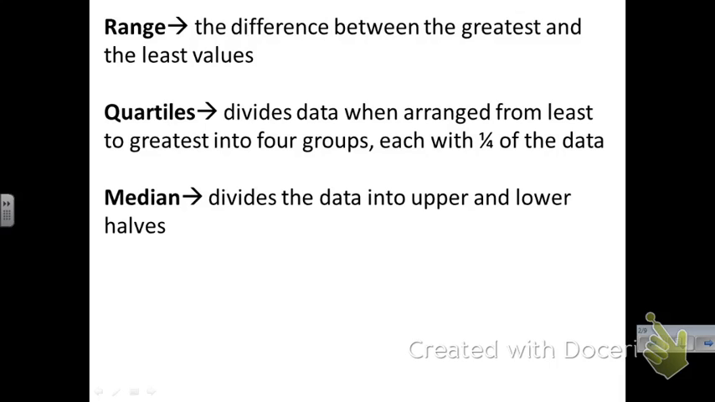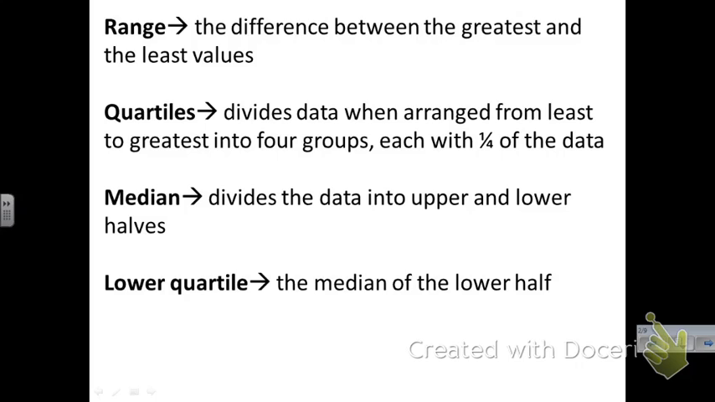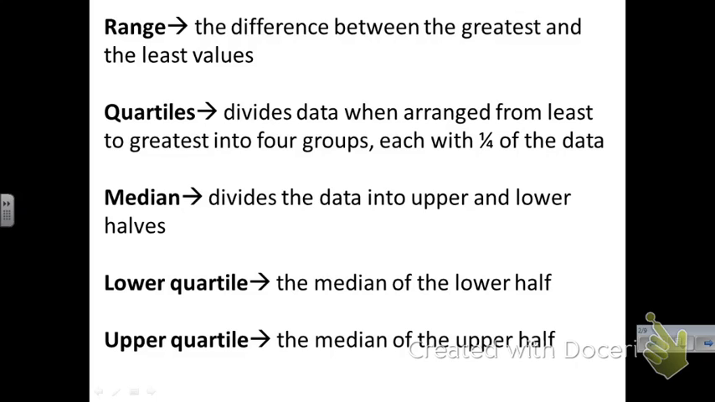The median divides the data into upper and lower halves. We also know it to be the number right in the middle. The lower quartile is the median, or the number in the middle of the lower half, and the upper quartile is the median of the upper half, or the middle of the upper half. The interquartile range, I call it the IQR. This is the difference of the upper quartile and the lower quartile.